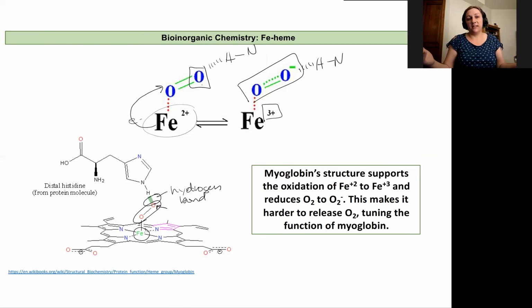And that means it's going to be harder to break. And so that means myoglobin is not going to release that oxygen as easily and as readily as hemoglobin will, because hemoglobin doesn't have that stabilizing hydrogen bond to that oxygen molecule. And I just think that's really cool. I just think that's really neat.